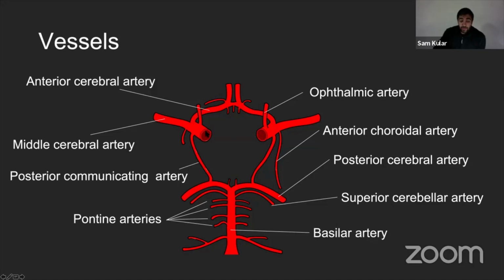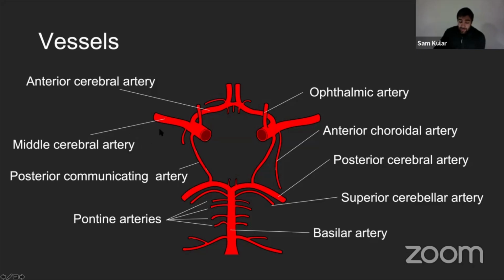At the front of the brain, we have the two carotid arteries on the right and left side, which divide predominantly to give our anterior cerebral artery, which goes towards the front of the brain, supplying the frontal lobes, and the middle cerebral arteries, which are the biggest branches of our internal carotid arteries, and they supply predominantly the temporal lobes and the lateral aspects of the frontal and parietal lobes.